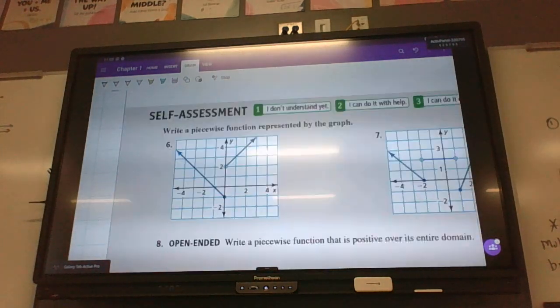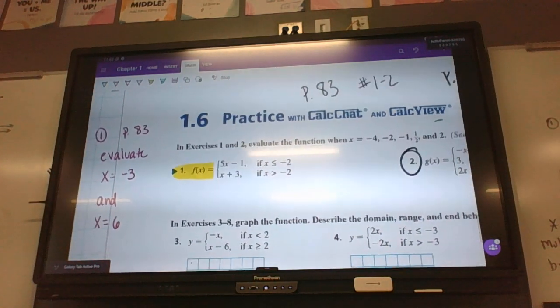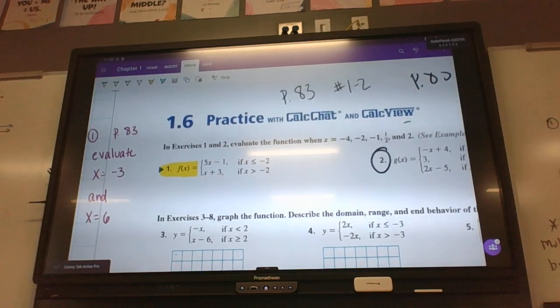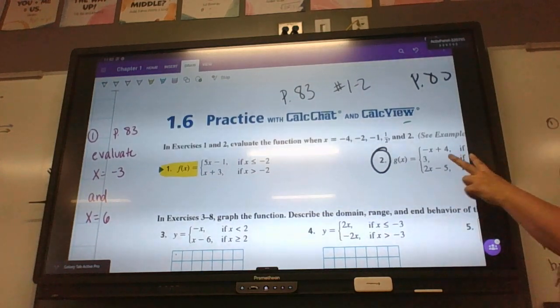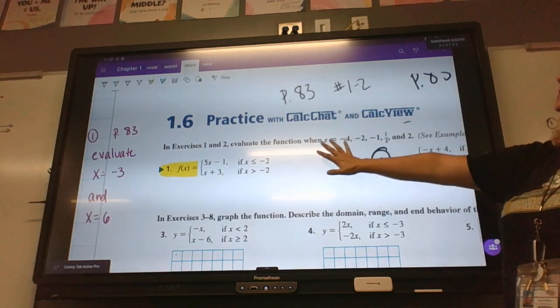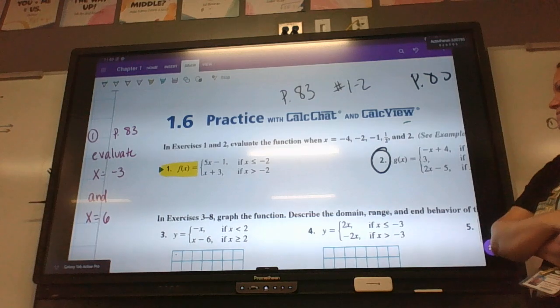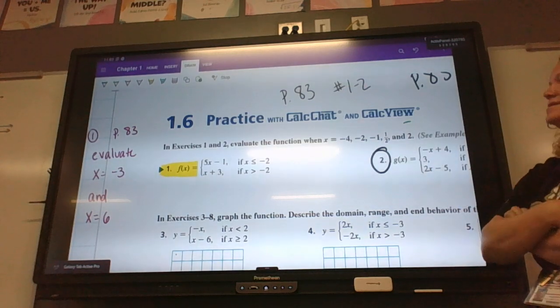What's going on? Let's put it up. There it is. All right, so even though I've only assigned you number 1 and 2, you have to plug in 5 times, so it's really like 10 plug-ins total. Number 2 looks tricky.